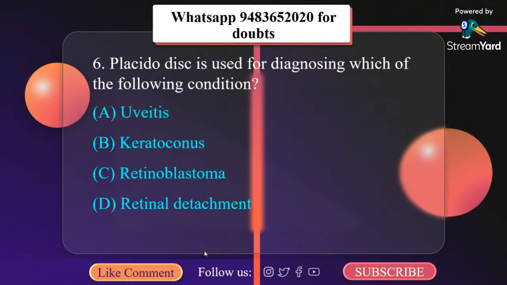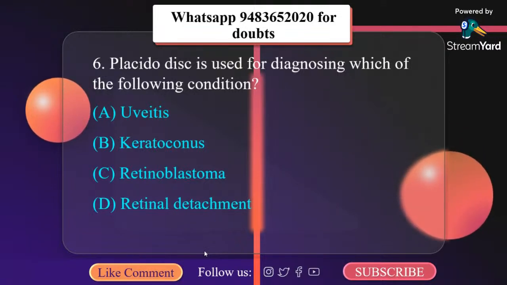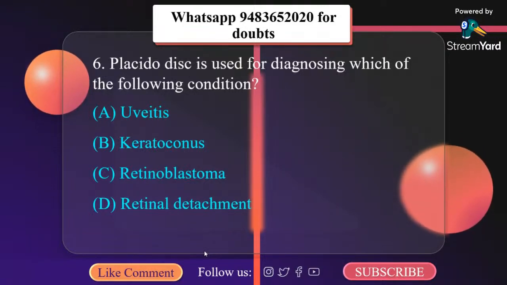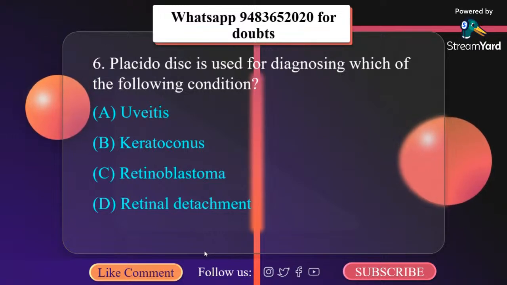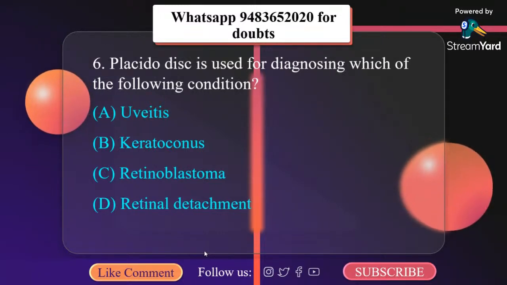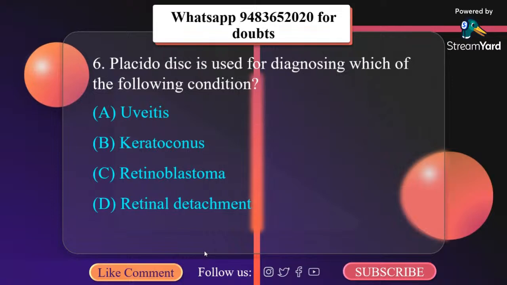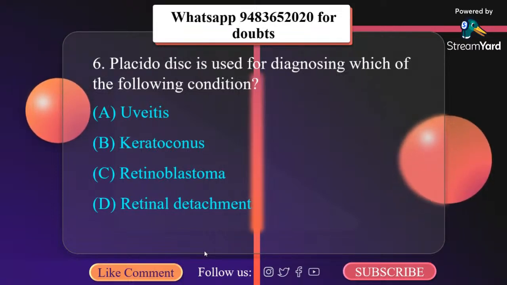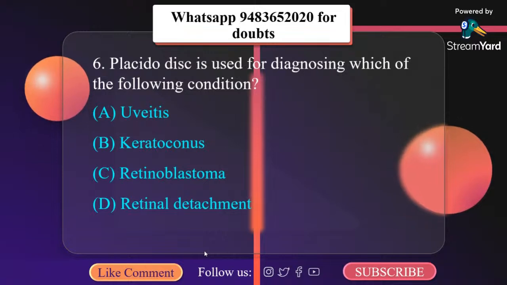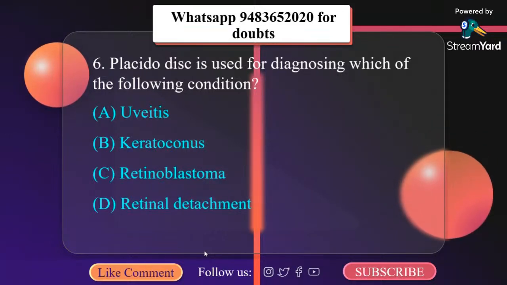Placido disc is used for diagnosing which of the following conditions? Placido disc examination is used to diagnose keratoconus. In a case of keratoconus, Placido disc examination shows irregularities of the circle.